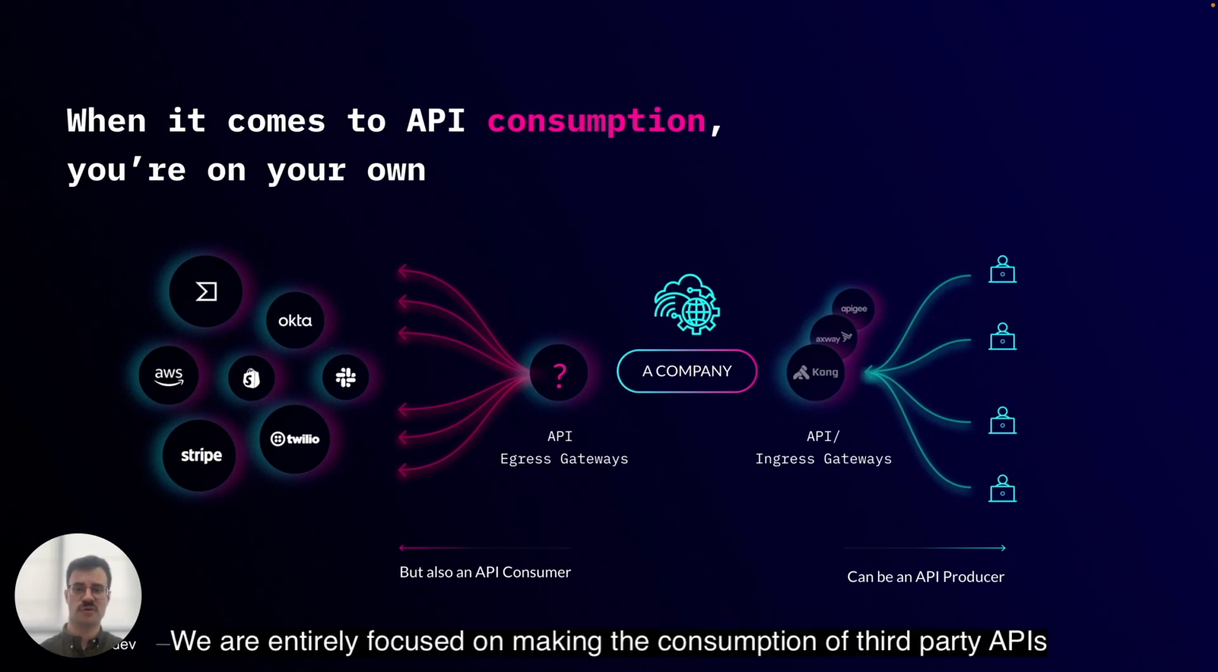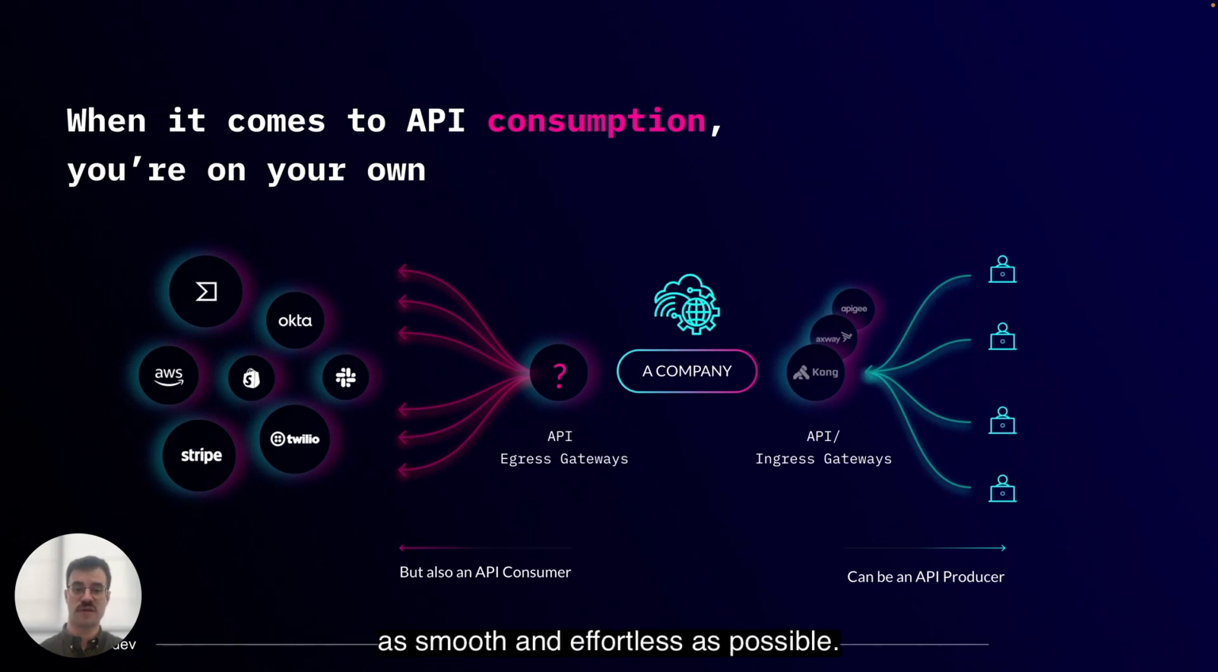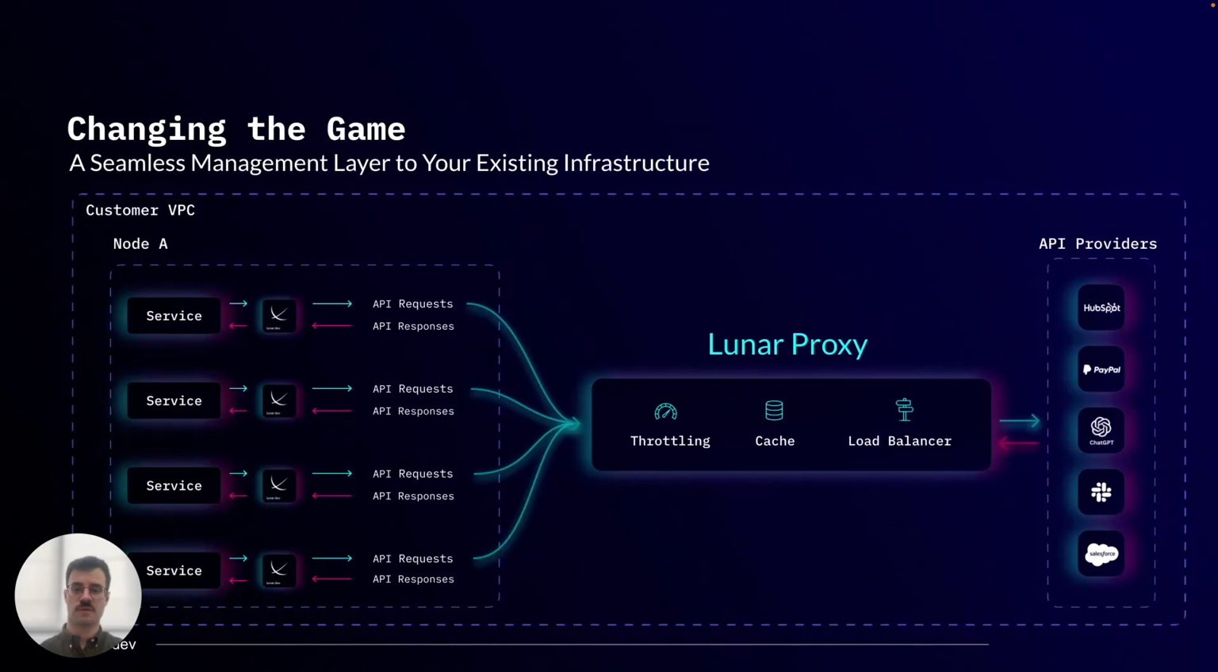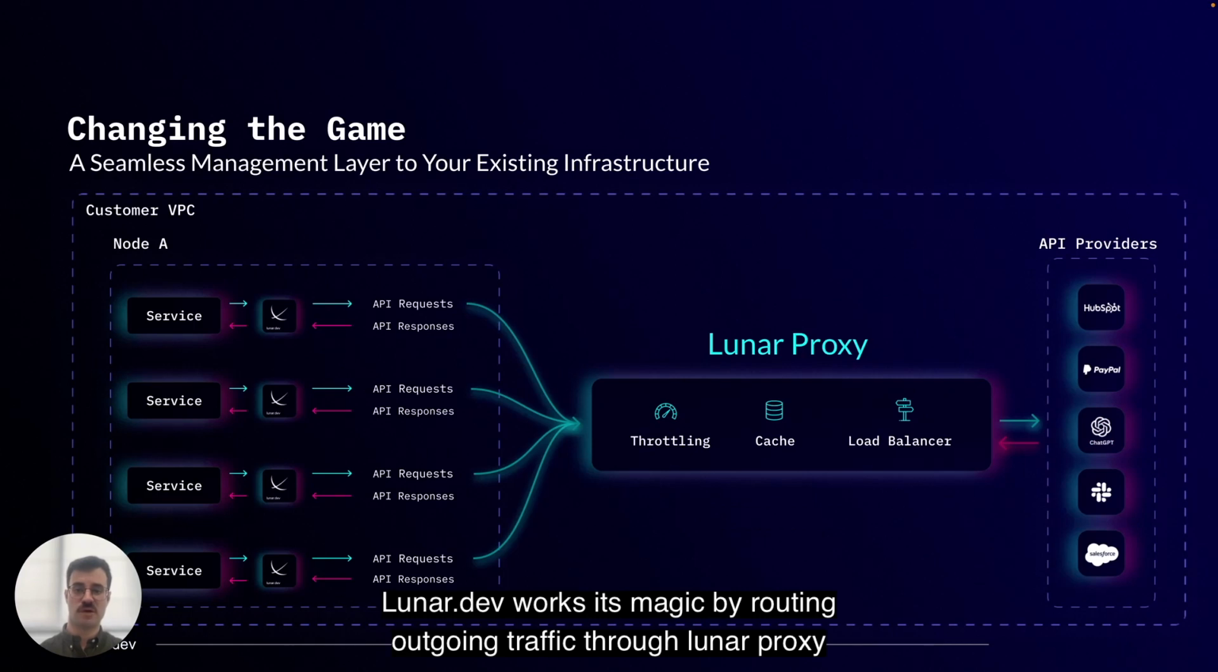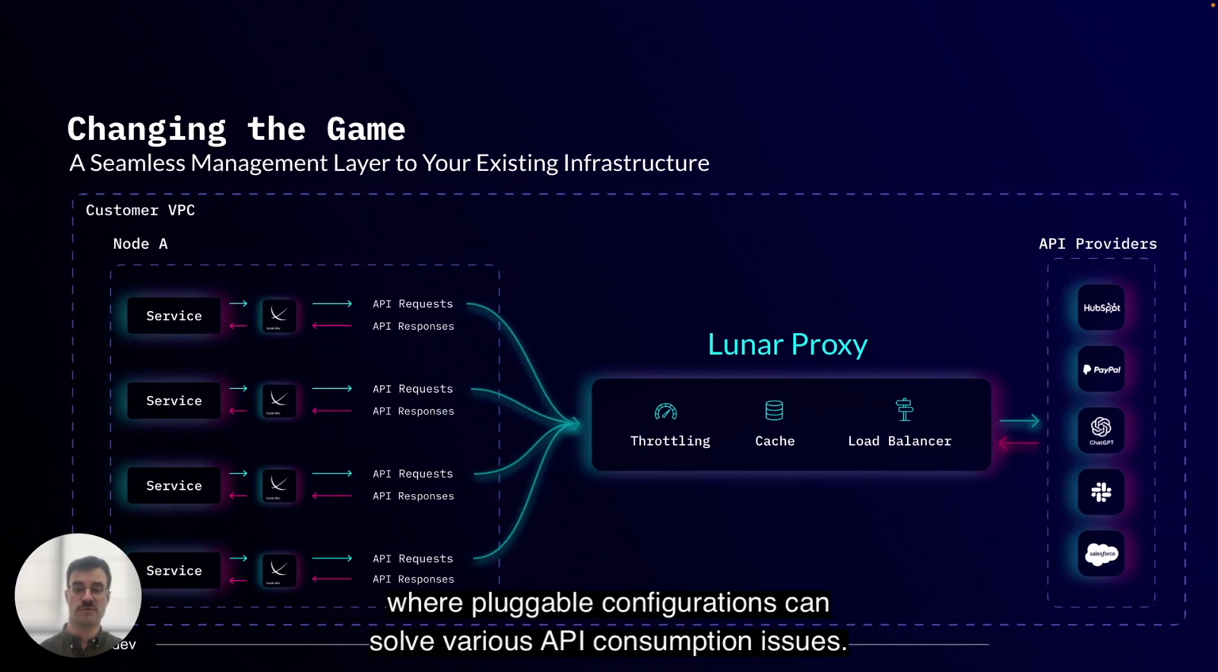We are entirely focused on making the consumption of third-party APIs as smooth and effortless as possible. Lunar.dev works its magic by routing outgoing traffic through Lunar Proxy, where pluggable configurations can solve various API consumption issues.